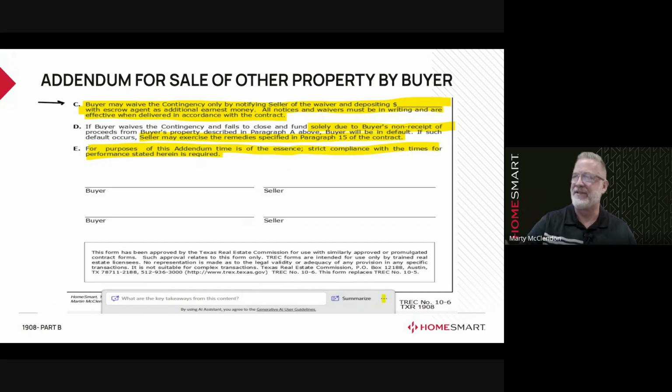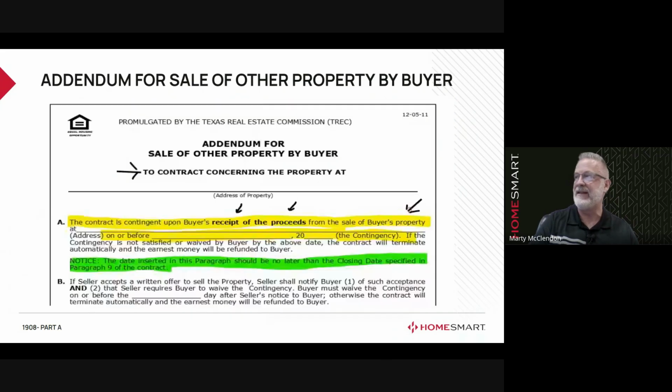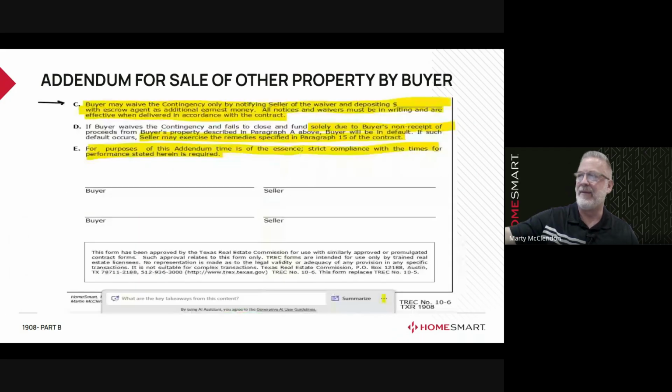And it goes on to say, for purposes of this addendum, time is of the essence. Strict compliance with the times for performance stated here is required. What time are we talking about? The contingency date and the notices. There are 2 dates here. It's the date in which this contingency is good till, and there's a date that the buyer has to respond to the seller's notice. Both of those are strict timelines. They are not estimates, they are those days.